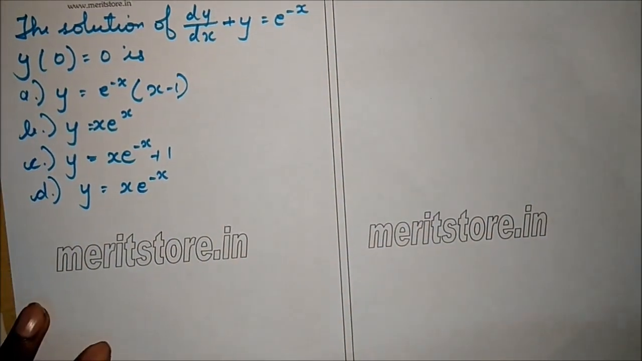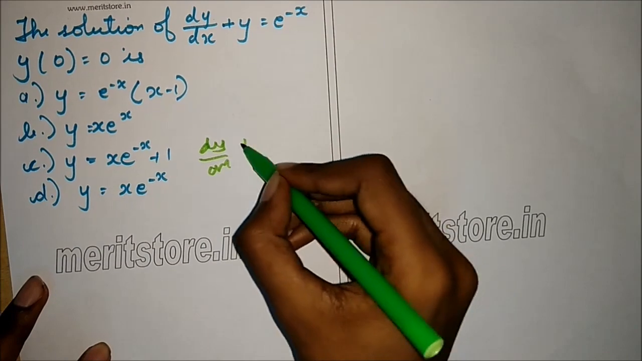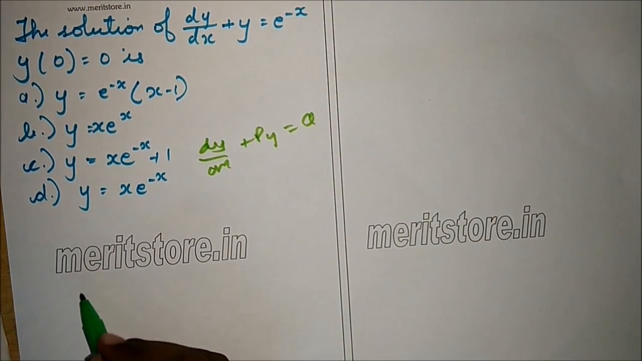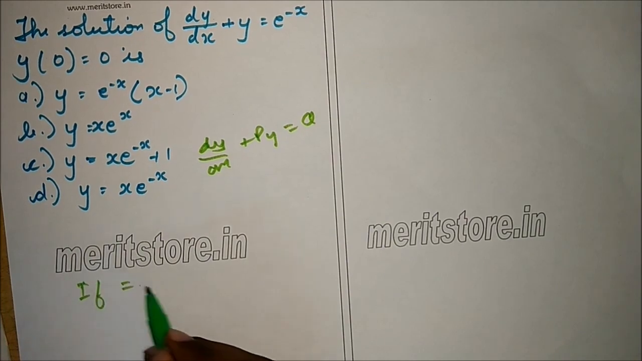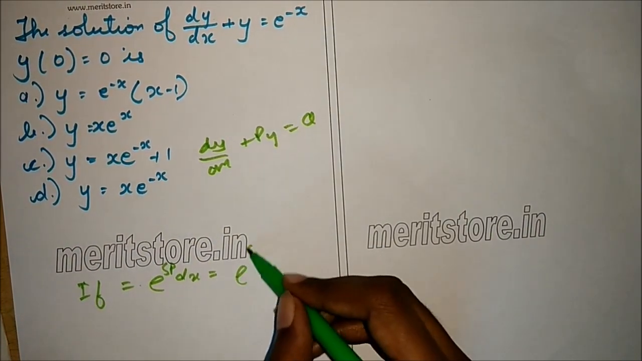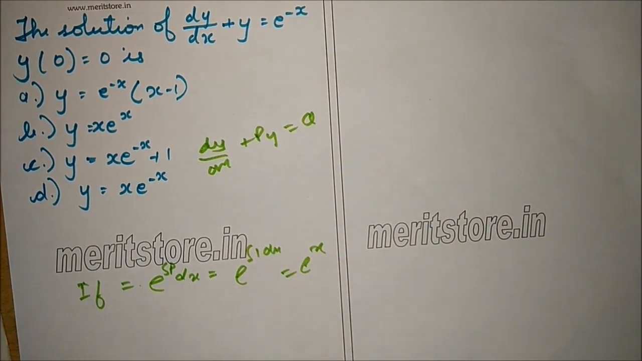dy by dx plus y equals e raised to minus x. This is in the form of dy by dx plus py equals q. So the integrating factor is first e raised to integral p dx, that is e raised to integral 1 dx, which is equal to e raised to x. So the integrating factor is e raised to x.